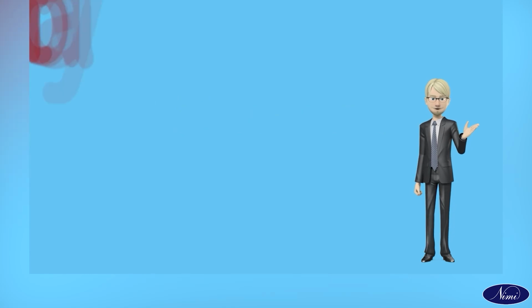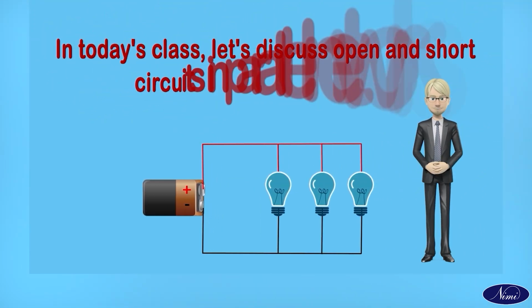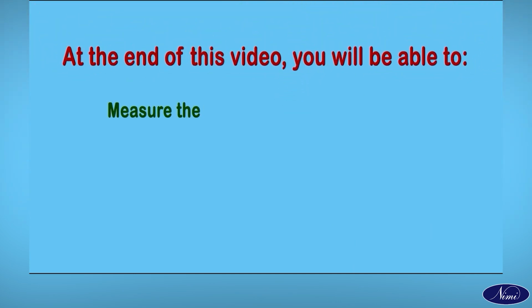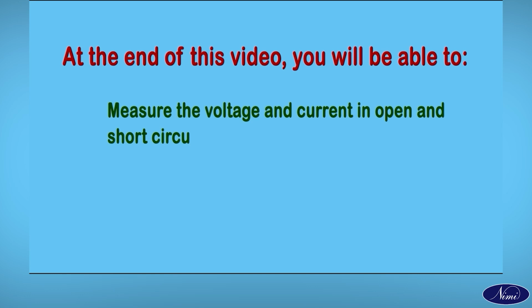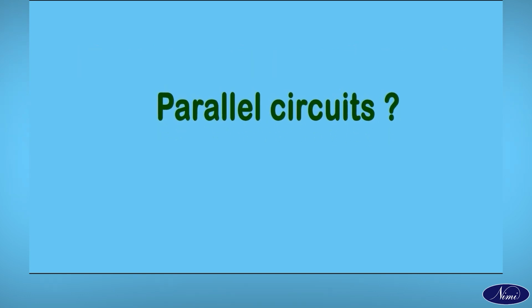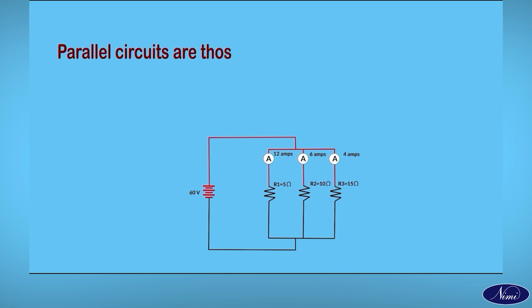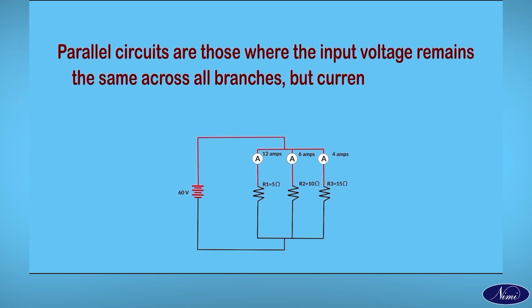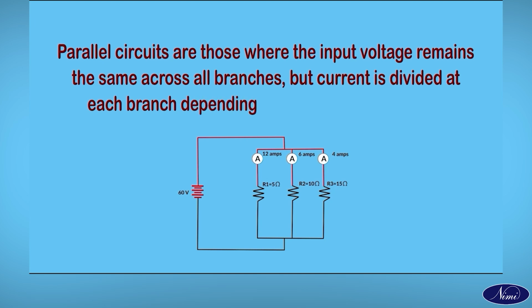Hi everyone. In today's class, let us discuss open and short circuits in parallel networks. Objective: at the end of this video, you'll be able to measure the voltage and current in open and short circuits in parallel circuits. Parallel circuits are those where the input voltage remains the same across all branches, but current is divided at each branch depending upon its resistance value.